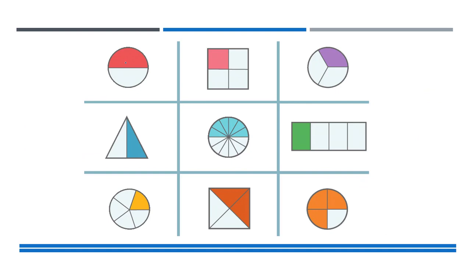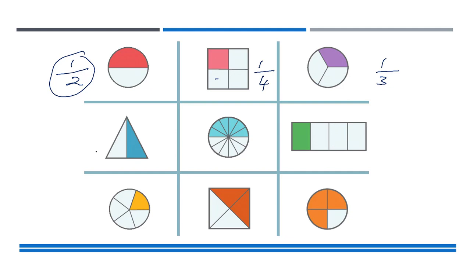Here, how many parts? 1 and 2 are there. How many parts do you have? That is 1 part. This is represented as 1 by 2 or half. Here, let us check this: 1, 2, 3, 4. 4 equal parts are there. That is a very important thing. How many parts do you have? 1. This is going to be represented as 1 by 4.